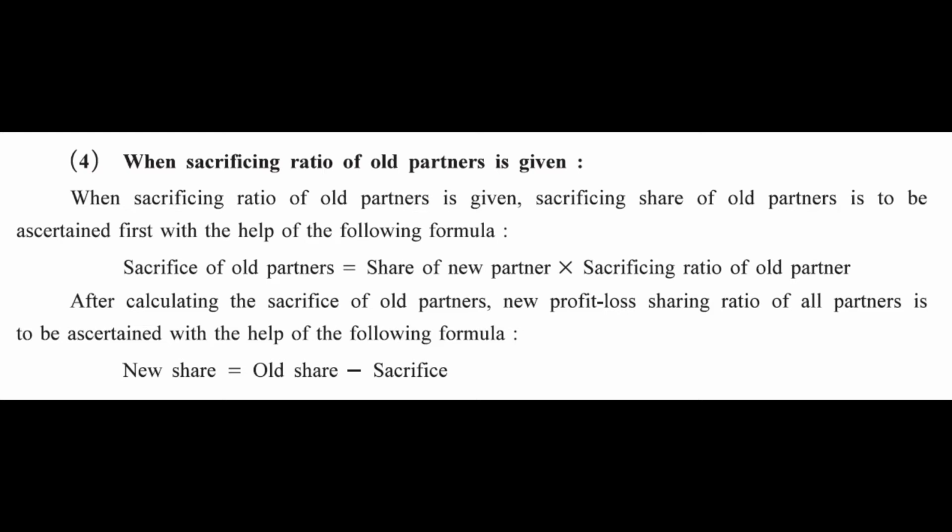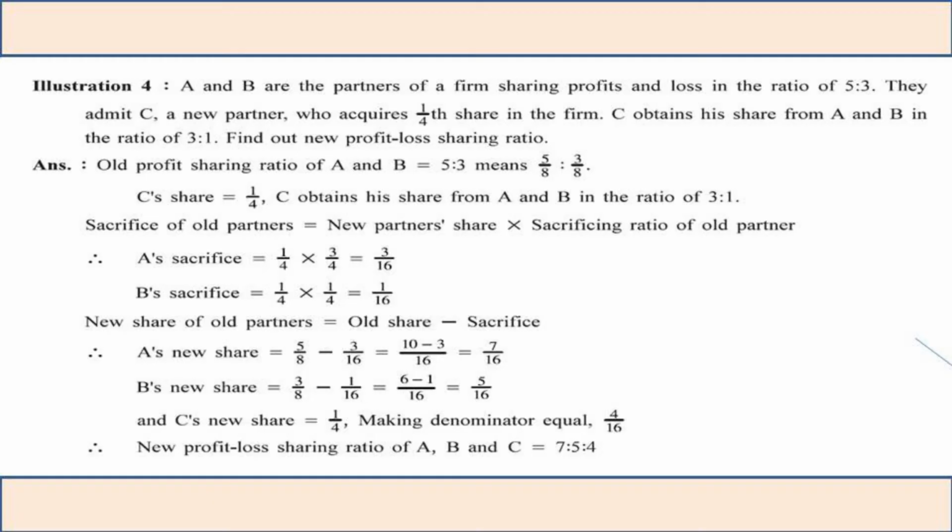So, in this type of illustration, we have to learn two formulas. First is sacrifice of old partner is equal to share of new partner multiplied by sacrificing ratio of old partner. And second formula is new share is equal to old share minus sacrifice. Now let us start the illustration number 4.